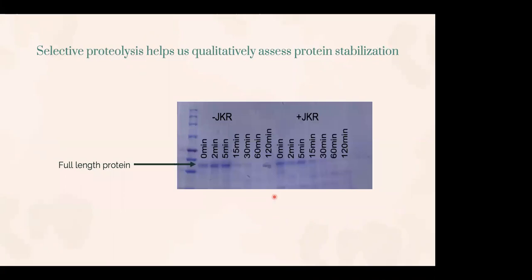So we were able to get some pretty good results from this experiment, and it showed that without JKR, our full-length protein disappeared basically after 5 minutes at 37 degrees. But in the presence of JKR, full-length protein stuck around until about 15 minutes, maybe even 30 minutes, before getting completely lysed. So that again helps us confirm that JKR is binding to our active site and it is stabilizing our protein.